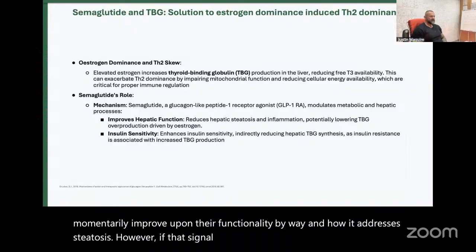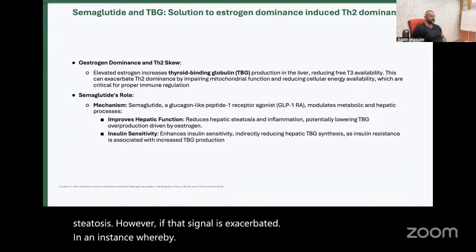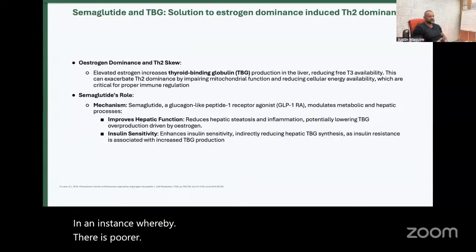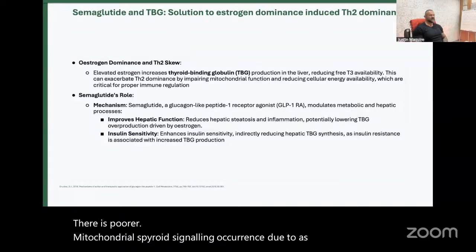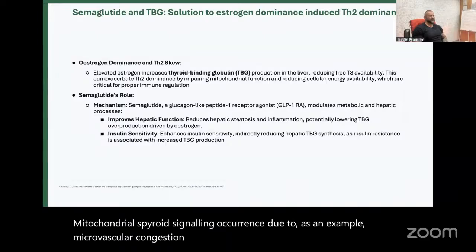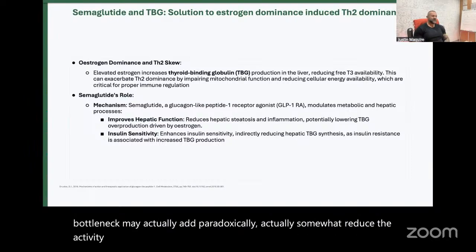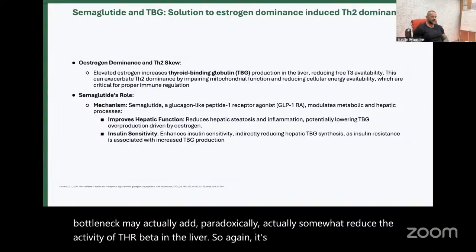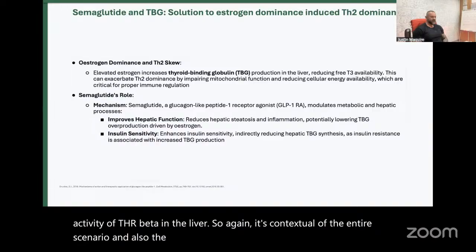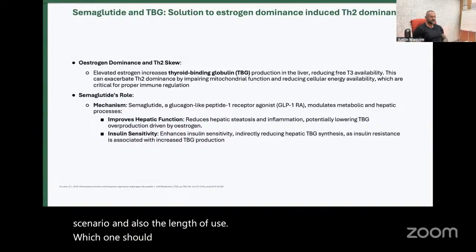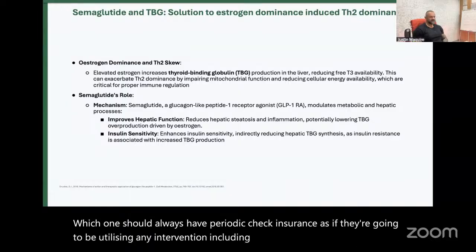However, if that signal is exacerbated in an instance whereby there is poor mitochondrial thyroid signaling occurrence due to, as an example, microvasculature congestion, that signal may lead to a bottleneck. And that bottleneck may actually, paradoxically, somewhat reduce the activity of THR beta in the liver. So again, it's contextual of the entire scenario and also the length of use, for which one should always have periodic check-ins if they're going to be utilizing any intervention, including that of weight loss agents such as semaglutide.